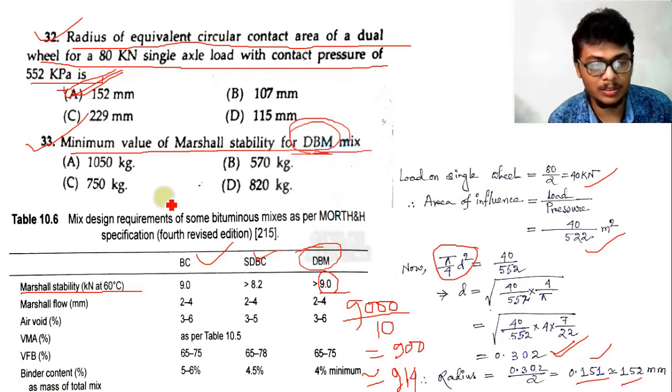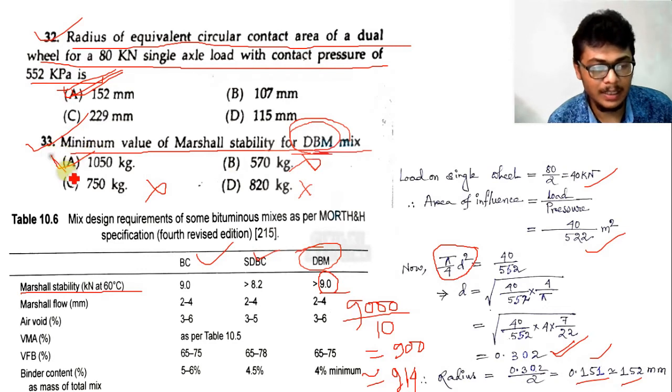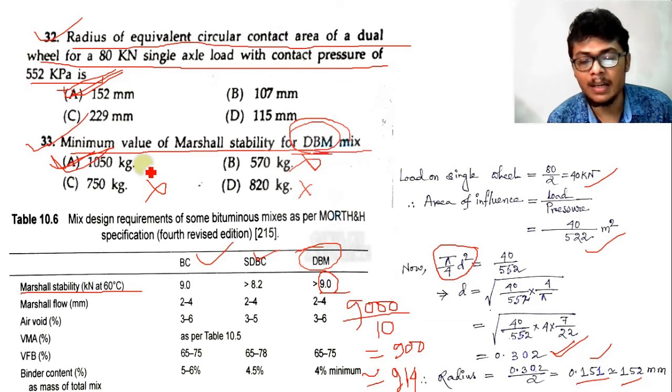Now see the options. Option B will be wrong, option D is wrong, option C is wrong, because all these values are less than 914. Therefore the correct answer will be A, because the value 1050 is near the value of 914. Clear?